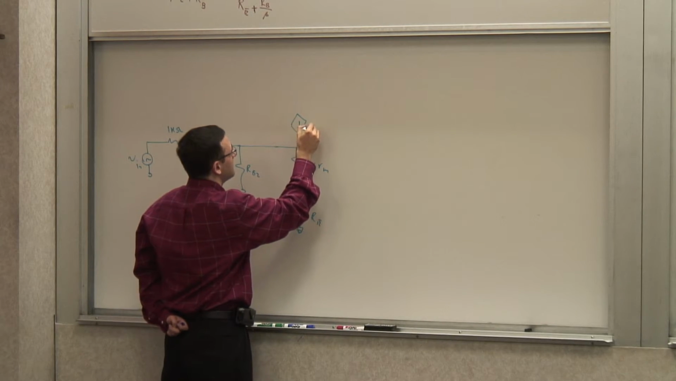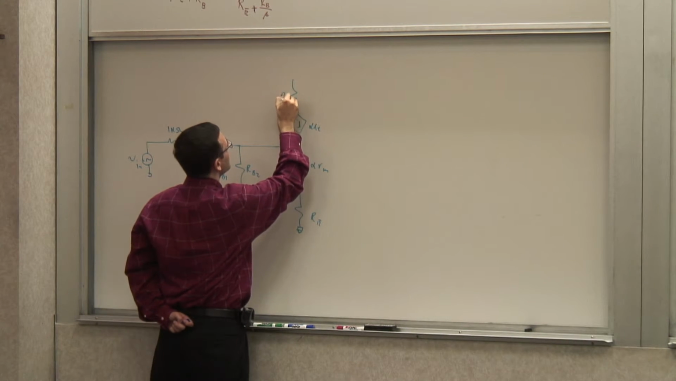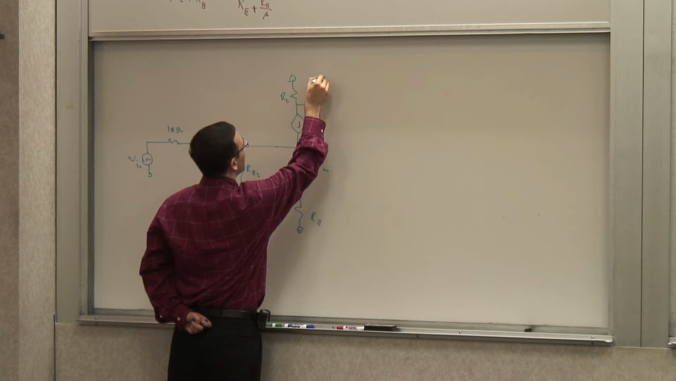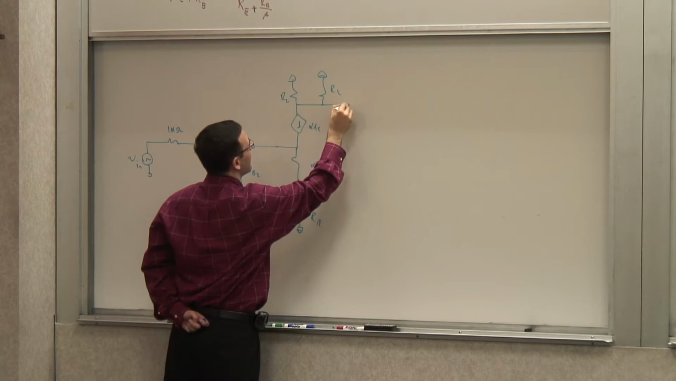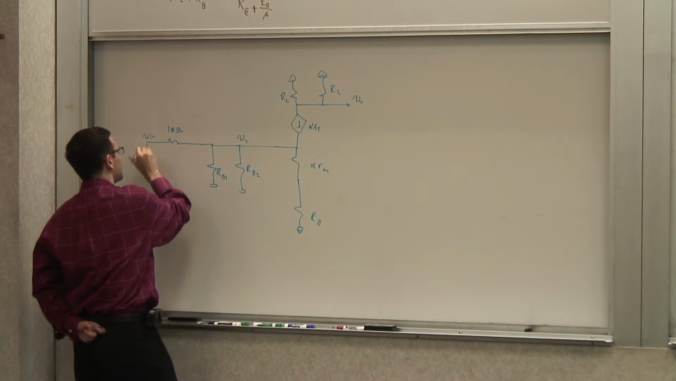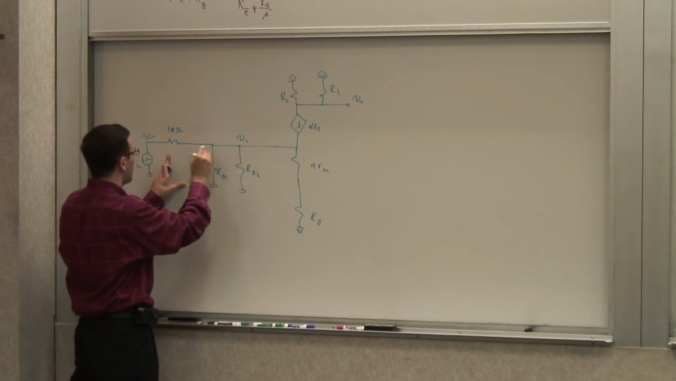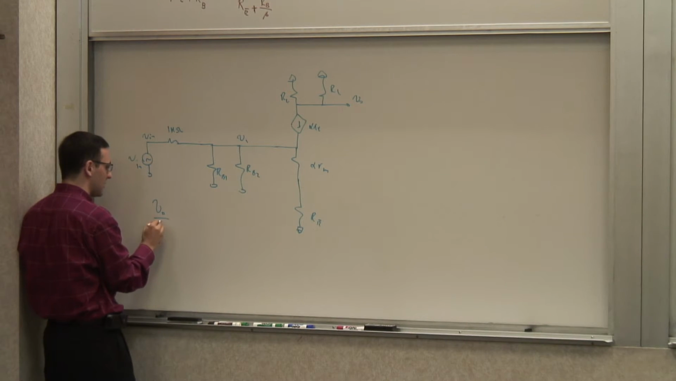I have alpha IE. I have RC in parallel with RL, which is 10K. This is V out, and this is V1 and this is Vn. Again, the same deal. It's a voltage divider between these guys. So I'm interested in VO over VI, or V out over Vn.